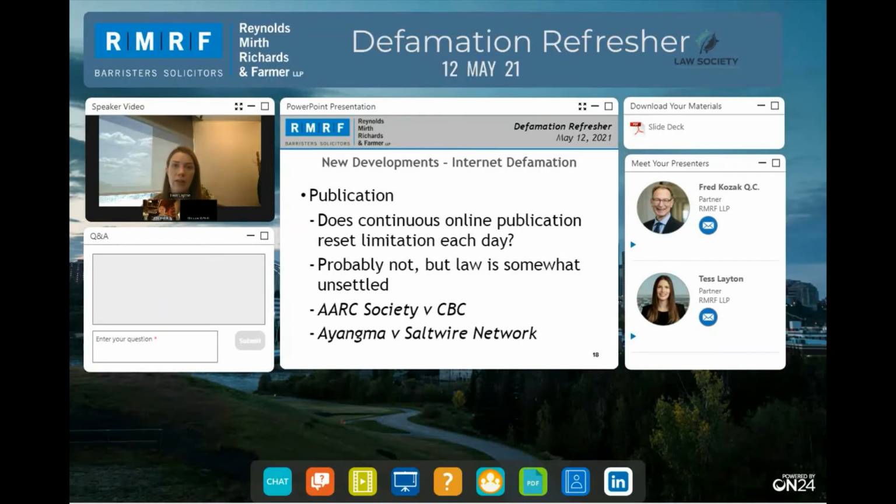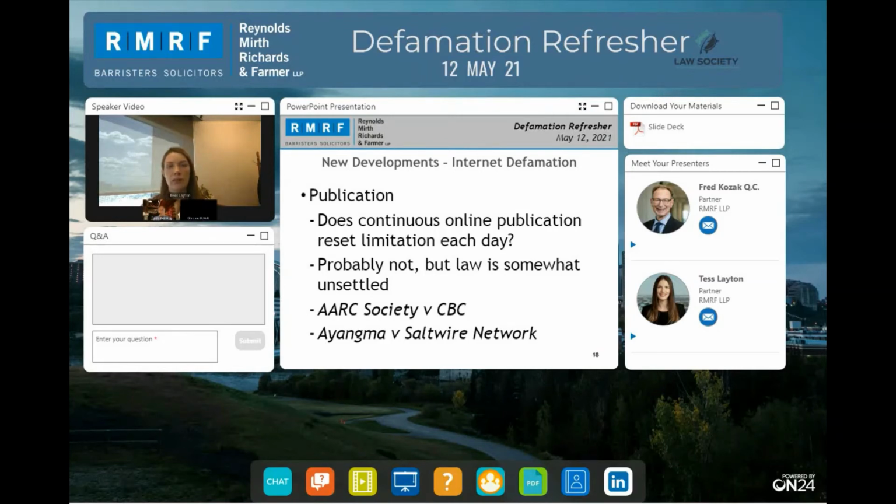On the flip side of things, the law in PEI by the PEI Court of Appeal is very different. So the case of Enyama and the Saltwire Network from 2020, which actually came out a couple of months after the ARC decision. In that case, the Guardian newspaper published 2 articles in May of 2016 about a court decision about the plaintiff who was deemed a vexatious litigant.